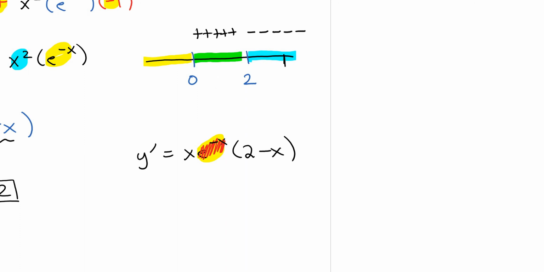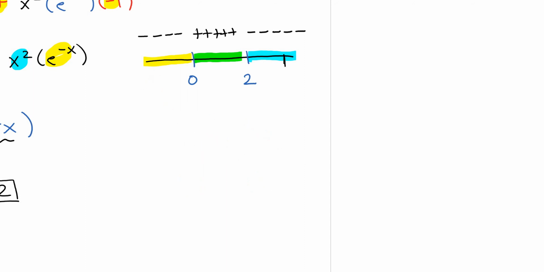And then finally, in the yellow region, I'll pick negative 5. And if I plug in negative 5 over here, that's going to be 2 plus 5. 2 plus 5 is going to be positive, and if I plug in negative 5 here, that's going to be a negative sign, so a negative times a positive gives you a negative result. Okay, so I'm done my first derivative test now.